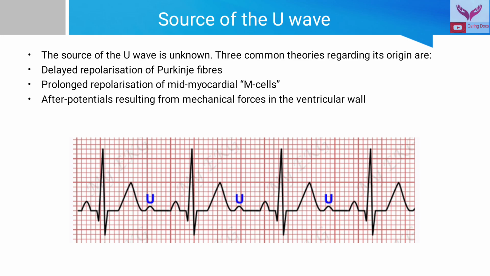Three main theories regarding its origin are delayed repolarization of the Purkinje fibres, prolonged repolarization of the mid-myocardial M cells, and after-potentials resulting from the mechanical forces in the ventricular wall.